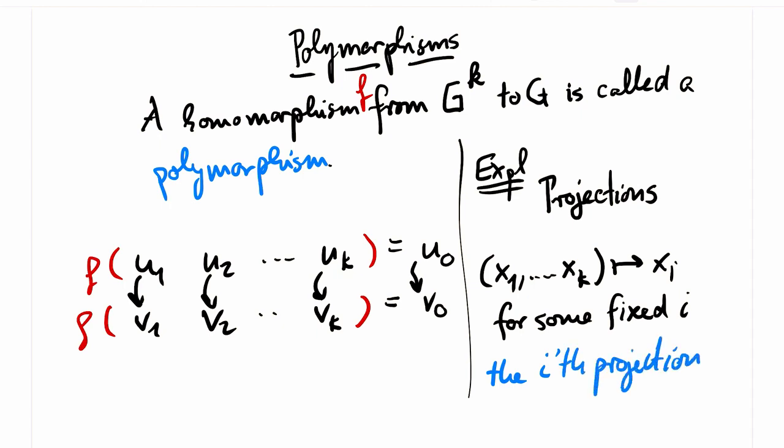The i-th projection is always a polymorphism, and this is very easy to see from this diagram here. Suppose here is i. If f is the i-th projection, then u_i equals u_0 and v_i equals v_0. And since we have assumed that there is an edge from u_i to v_i, there is also an edge from u_0 to v_0. That's clear. So these are boring polymorphisms.